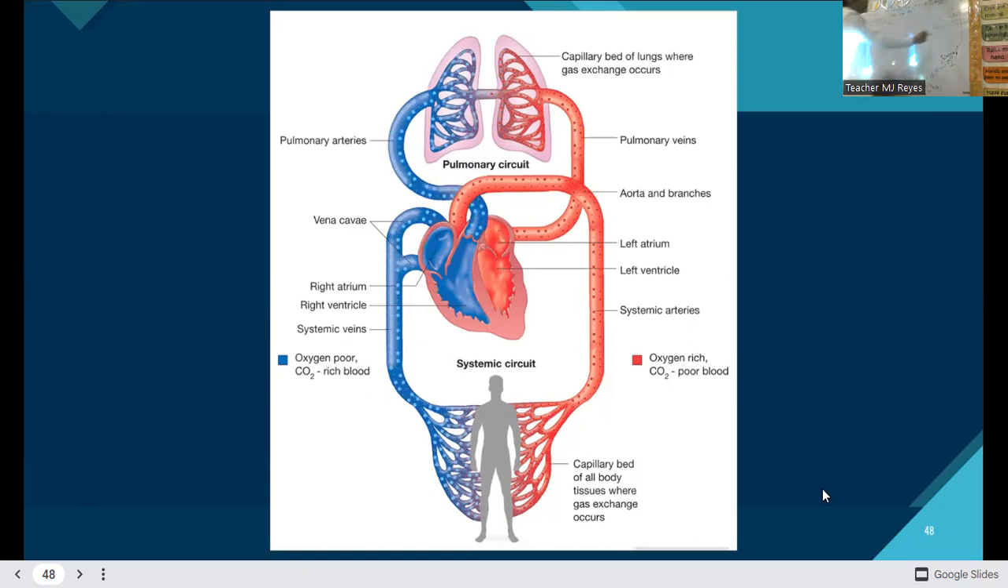While from the lungs, going to the pulmonary veins, the entire circle here is called systemic circulation. Have you seen the difference?